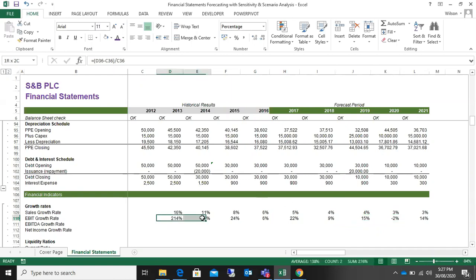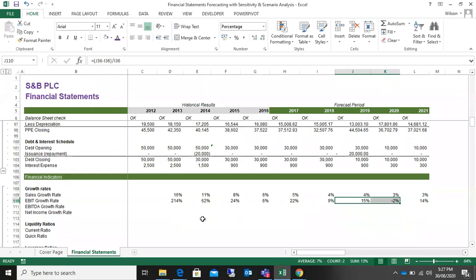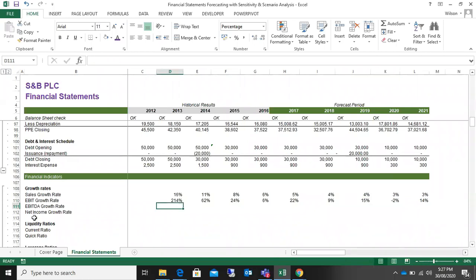So this looks like it is decreasing, but in the real sense of it, though it is increasing, it is increasing at a decreasing rate. But here, it actually fell between 2019 and 2020 from 15 to negative 2%. All right, so that is what we have for EBIT.